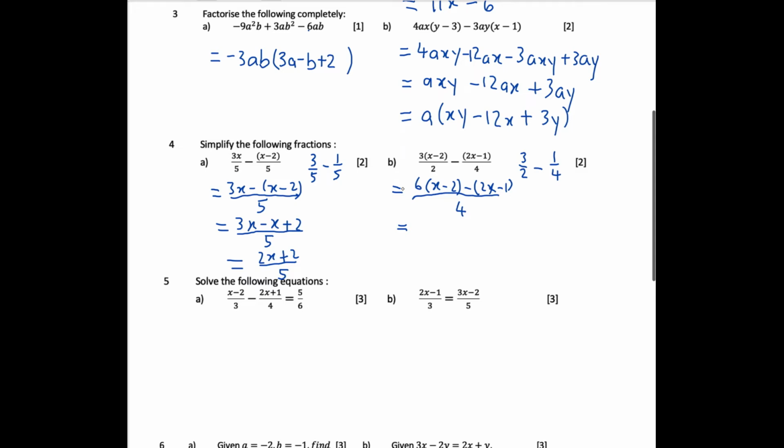Now we can open up the brackets. 6 times x, 6x. 6 times minus 2, minus 12. Minus 1 times 2x, minus 2x. Minus 1 times minus 1, plus 1.